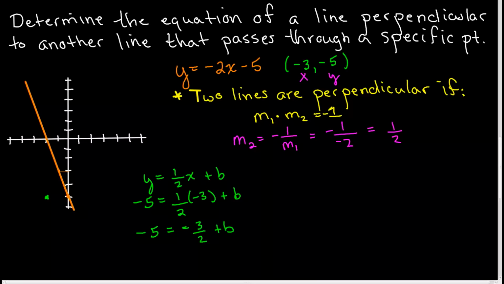And we want to get b by itself, and it's basically just a two-step algebra problem. Since this is a negative 3/2, we're going to add 3/2 to both sides. So b then is equal to negative 5 plus 3/2, or another way to say that, if we want to write our positive numbers first, 3/2 minus 5.